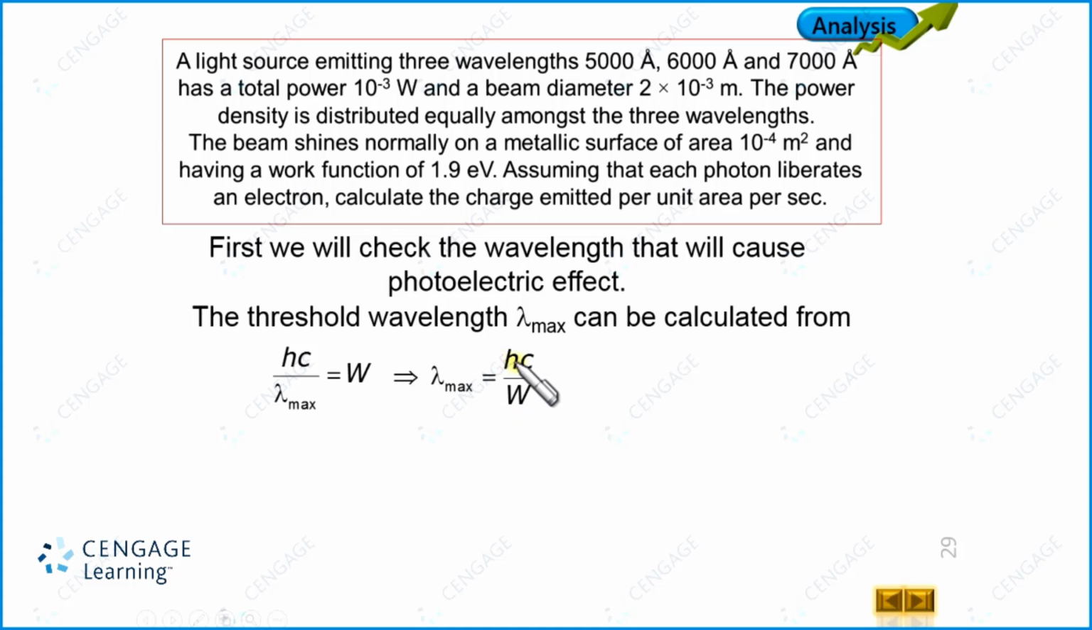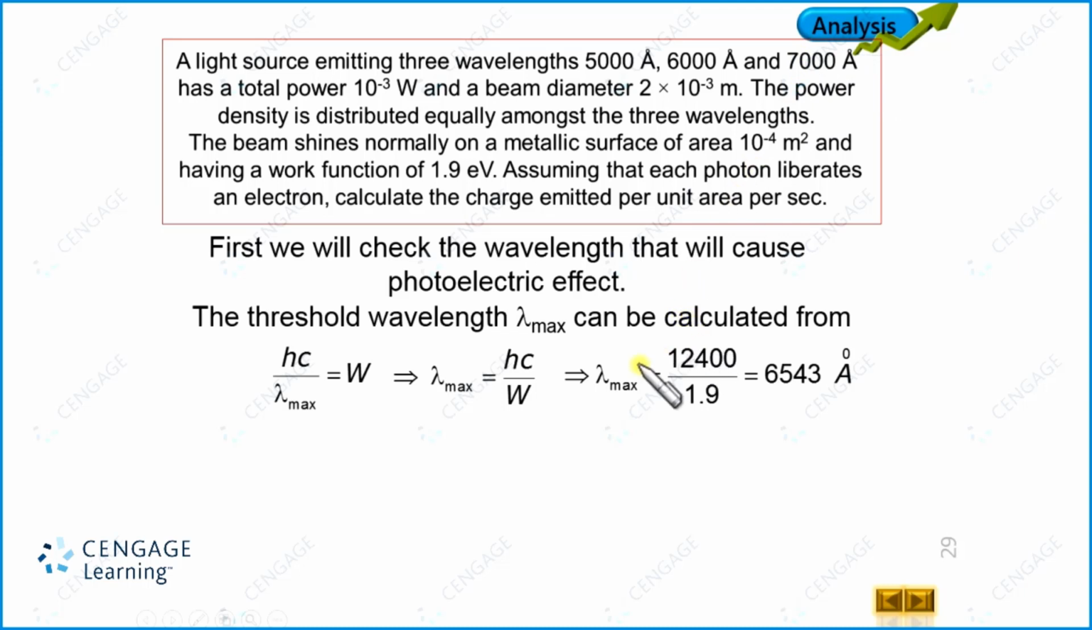And we know the multiplication of these two terms, because wavelengths are given in angstrom, we can take this multiplication equal to 12400, and the work function in electron volt is 1.9. So this is the value of lambda max, and lambda max is the threshold wavelength. This is equal to 6543 angstrom. Now we can observe the wavelength 7000 angstrom is greater than this value. That means this wavelength does not have enough energy to emit the electron from the metal surface.